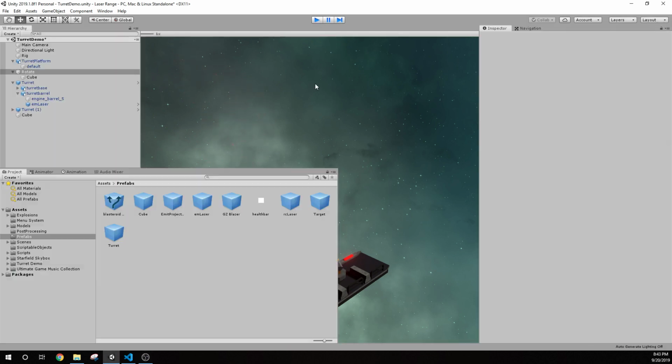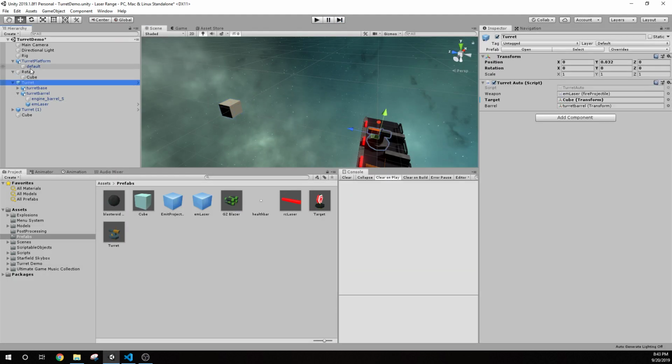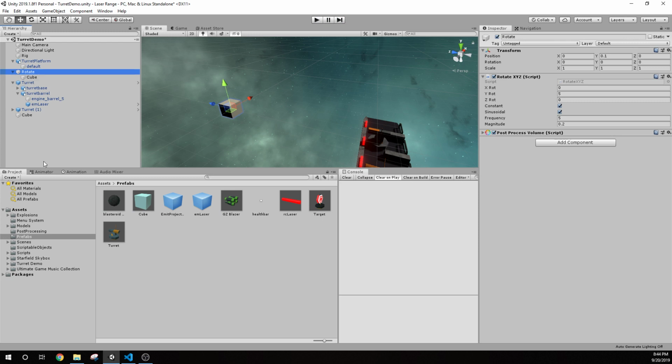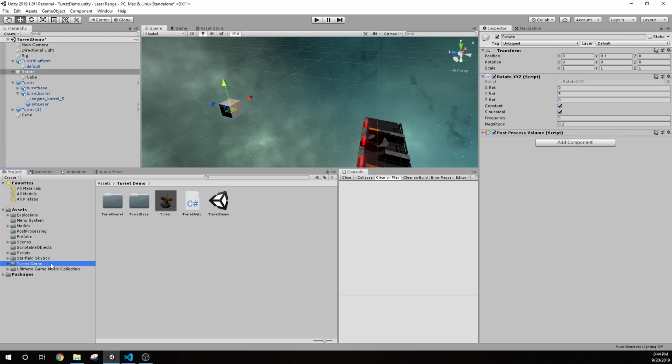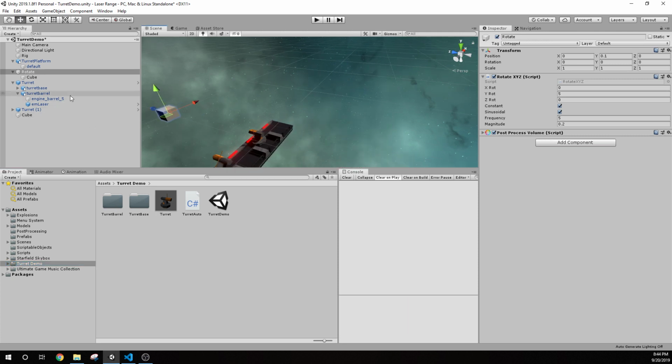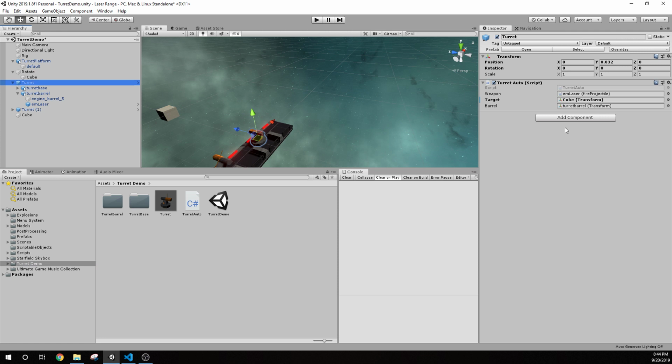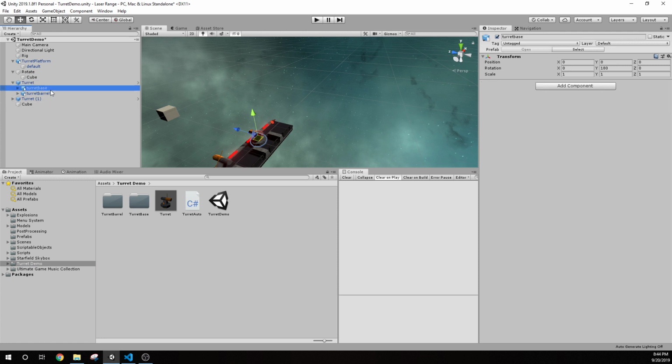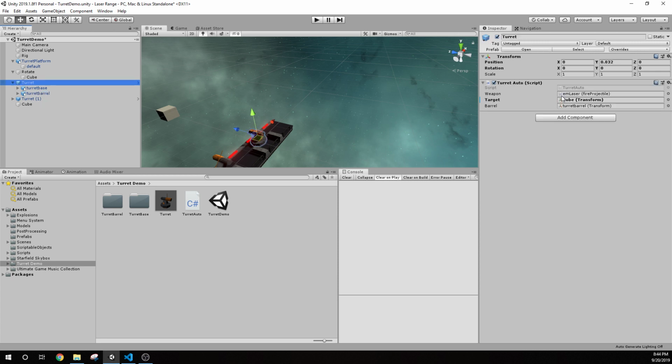The first thing that I did on this was I created a prefab object for our turret. I have the turret base and the turret barrel. They're just two models. And I have an empty game object with a script on it. The base really doesn't do anything. It's just a model to make it look like there's a base. And then there's a barrel, which also does nothing really. But on the turret, I have a script.